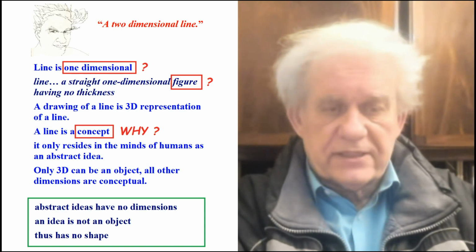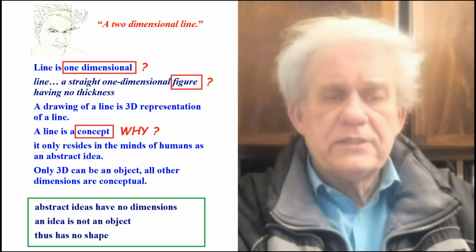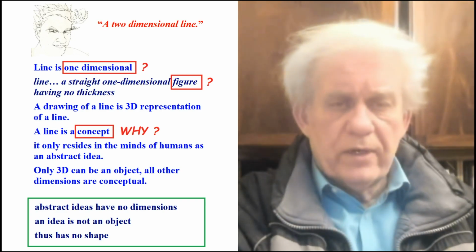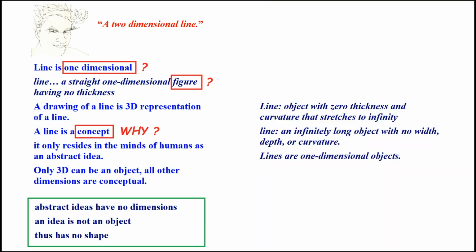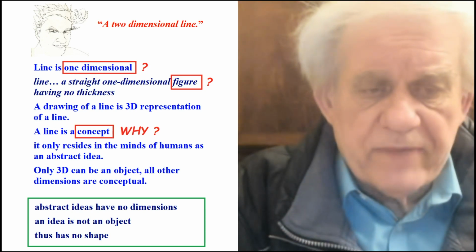Why is a line a concept? He says because it resides in the mind. Where did he get this from? Well, here it is. It says, line: object with zero thickness and curvature that stretches to infinity. Line: an infinitely long object with no width, depth, or curvature. Lines are one-dimensional objects. And that's from Wikipedia, so this is probably what he copied or where he got the idea.